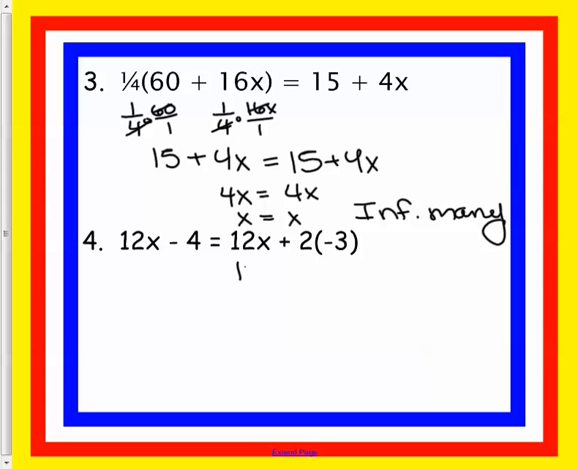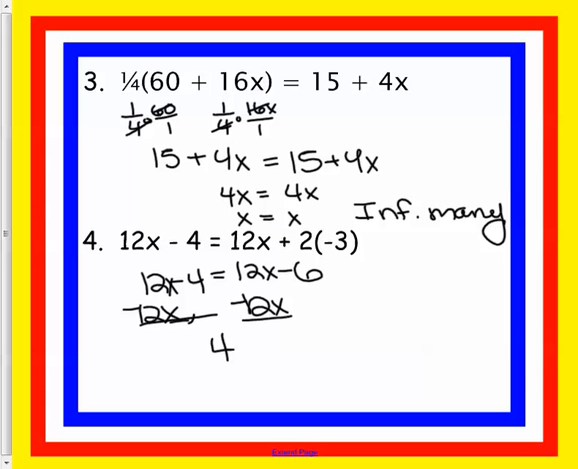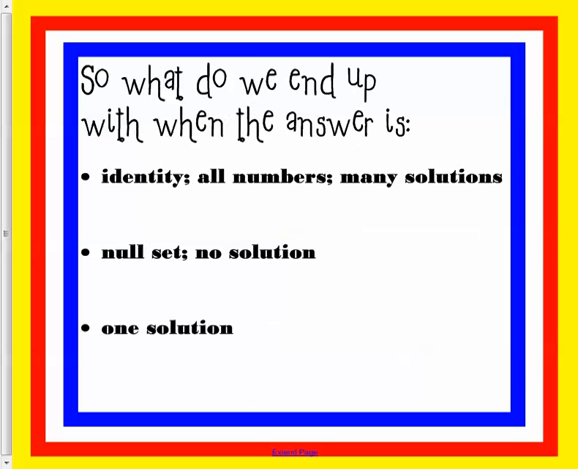Here, we're going to take 12x minus 6 and 12x minus 4. Can that be possible? The answer is a big fat no, because if we take away the 12x on both sides, we're going to be left with a negative 4 equaling a negative 6. Or if you moved them and then did it, you would end up with 0 equaling a negative 2. So this is no solution or that null set. All right, I'm going to leave you with 3 more.